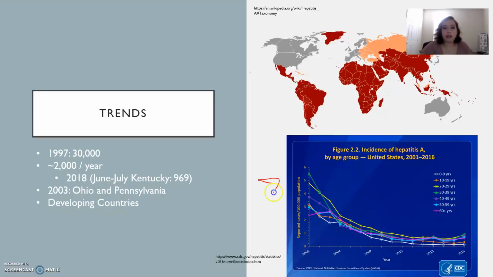But as you can see in this trend right here, it's actually been decreasing, and it's lower and lower, and it doesn't really depend on age group. It's kind of a similar trend for everybody.